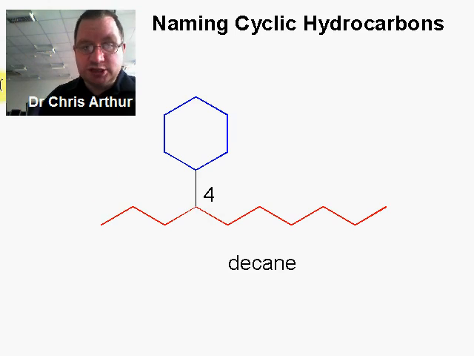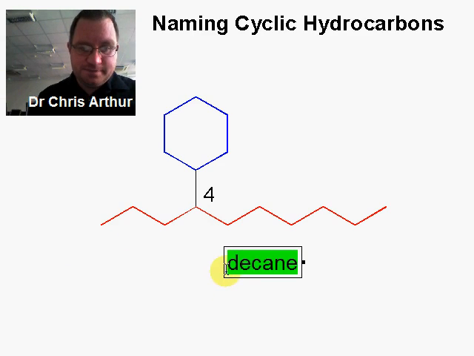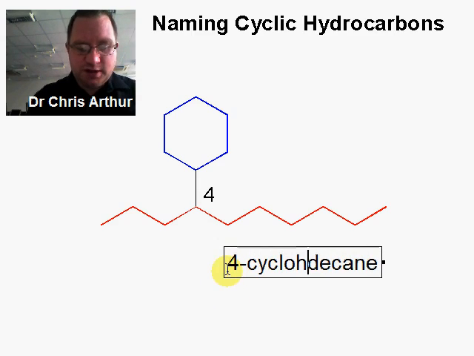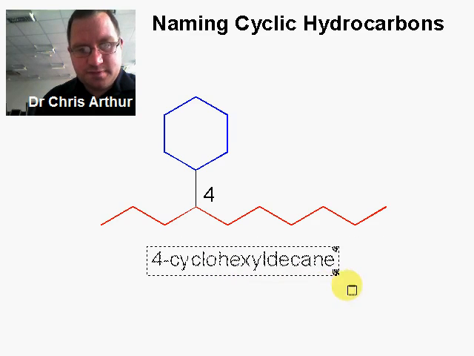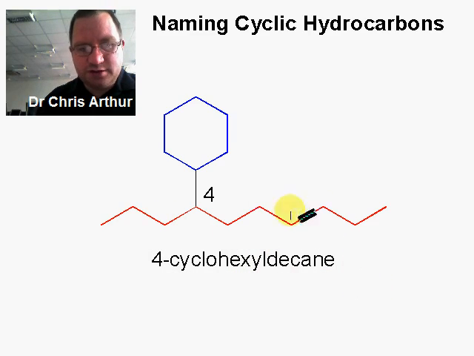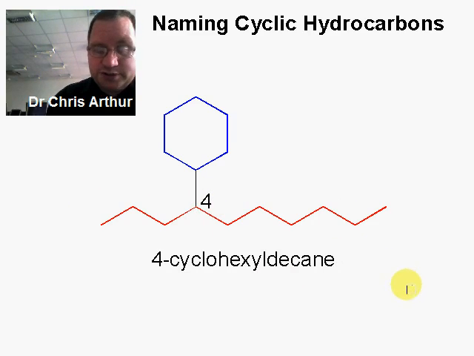So just like we could do with simple chains, we can call this group at the start of it 4-cyclohexyldecane. Okay, so that's 4-cyclohexyldecane. Now, you're probably not going to meet an example that's that complicated, but the naming rules are exactly the same.